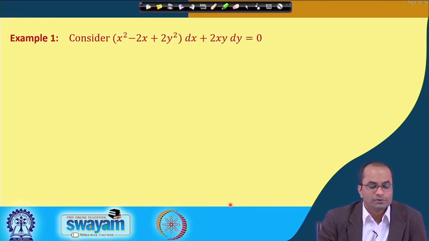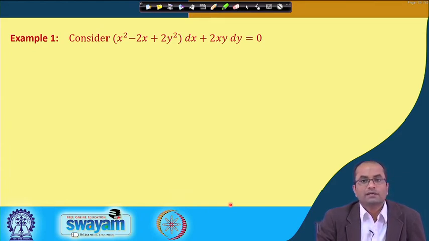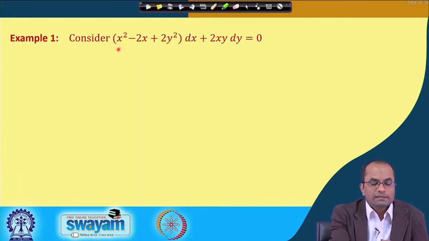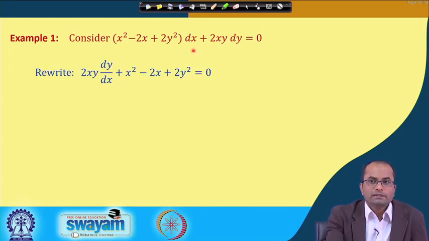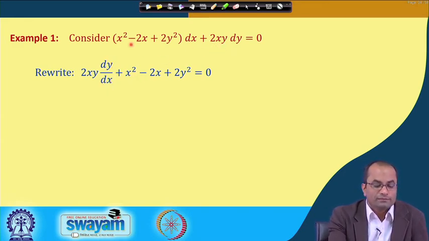Going through the examples. The first example we will consider is x square minus 2 x plus 2 y square dx and 2 x y dy. This is written in the m dx plus n dy form, but we can write it in dy over dx form. So, writing this into dy over dx form, we have 2 x y dy over dx plus this x square minus 2 x plus 2 y square, that is the term sitting here. So, we have divided just by dx. So, we got this equation.